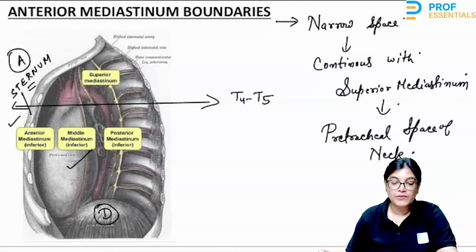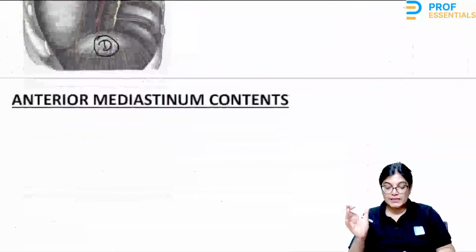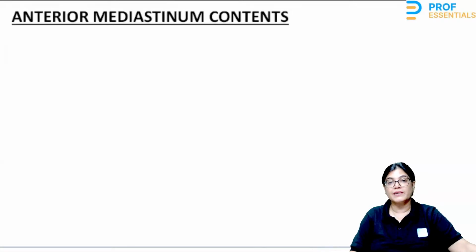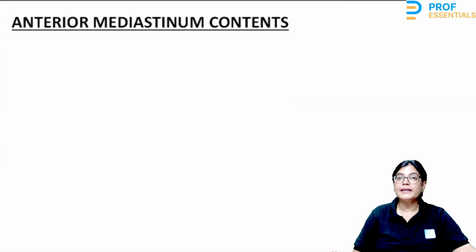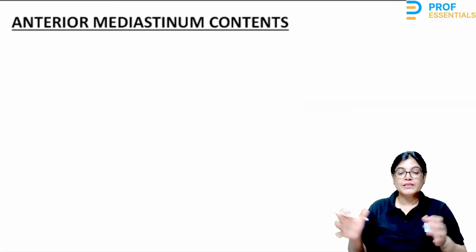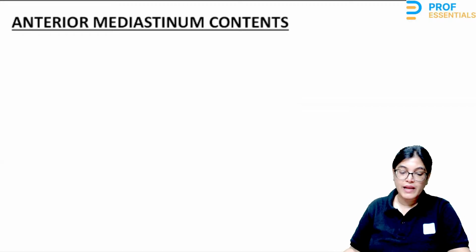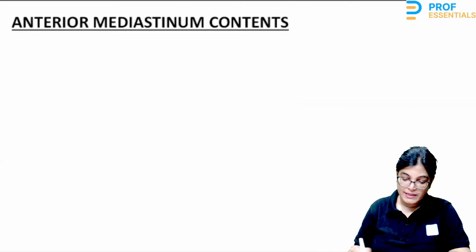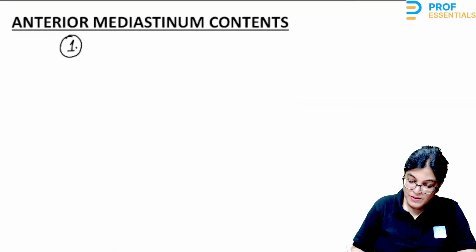Now, I want everybody to write down the entire content of the anterior mediastinum. The contents of the different areas of the mediastinum are important because this comes as an enumeration question. So the important structures lying in the anterior mediastinum are the following. It contains loose areolar tissue, the non-specific content only.